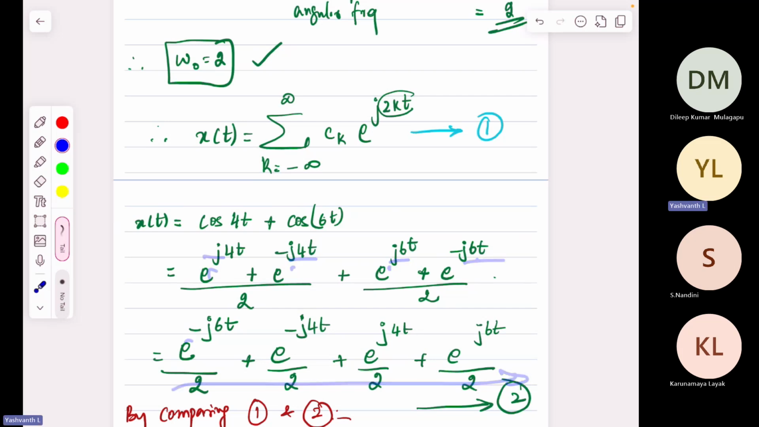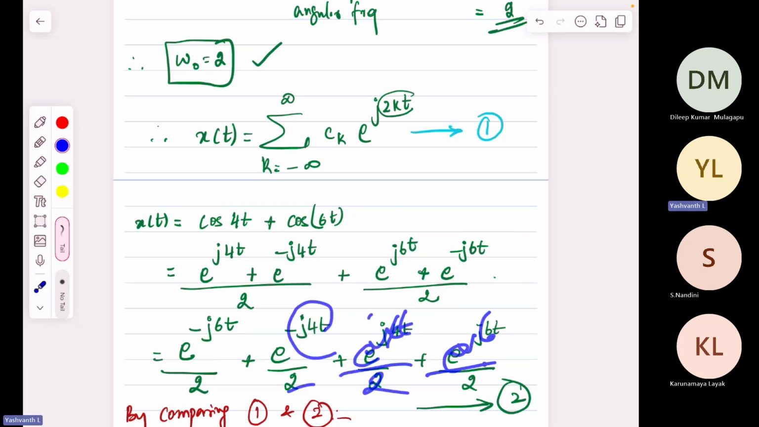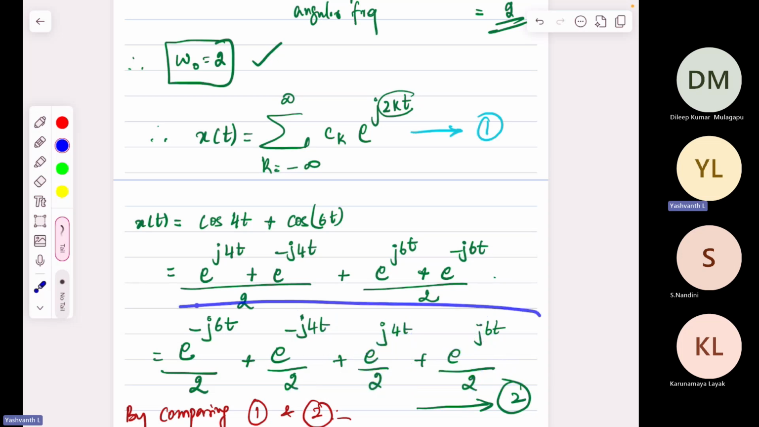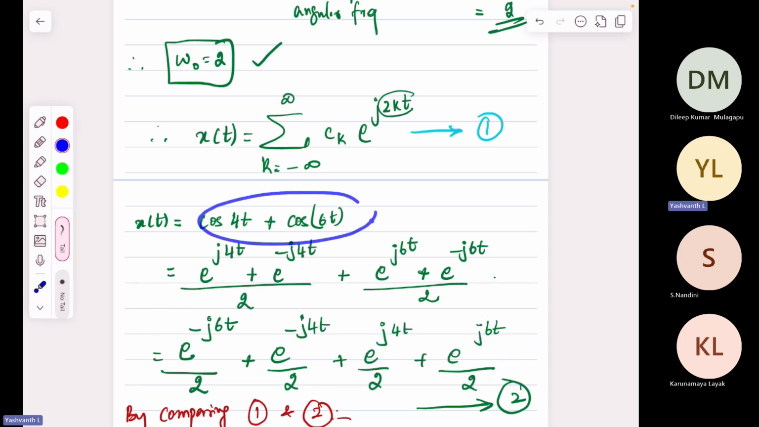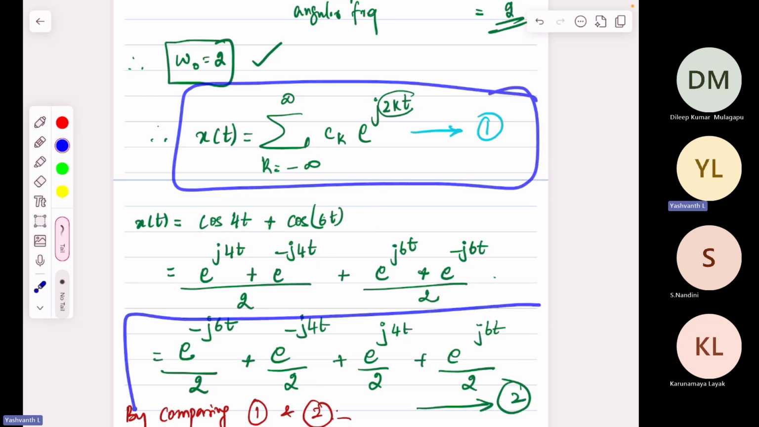There are 4 terms, so I will write them in increasing order of their exponents. First the most negative exponent, e^(-j6t)/2, then e^(-j4t)/2, then e^(j4t)/2, and e^(j6t)/2. These are the 4 terms in the Euler's expansion of cos 4t plus cos 6t. Now compare equation 1 and equation 6.